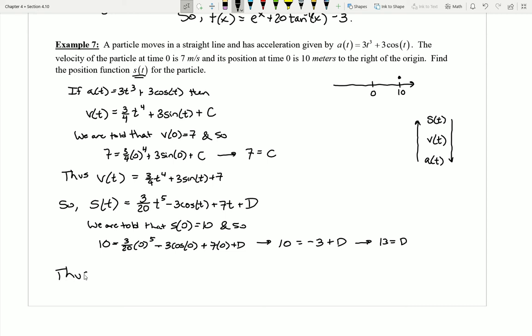And thus, I can end with that s of t should be equal to 3 over 20 t to the fifth minus a 3 times the cosine of t plus a 7t, and finally plus the value of 13. So what I can see here is, again, I was given an initial value problem, but that I actually was required to kind of take multiple antiderivatives. And that's totally possible. I just have to take one antiderivative and then another.